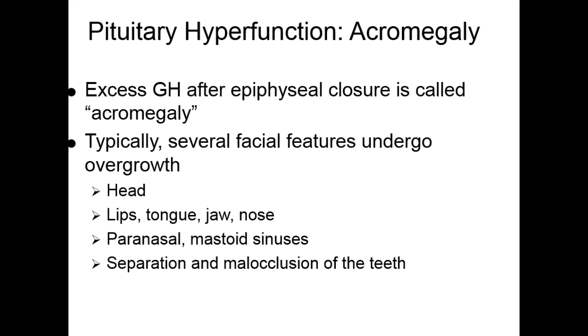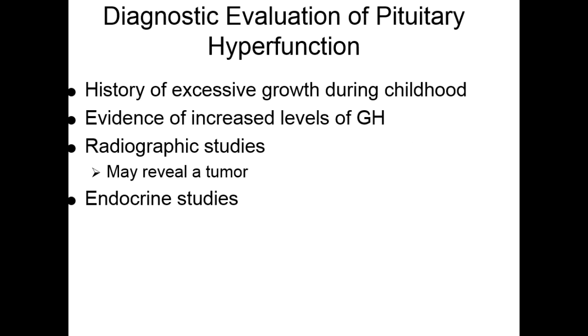Listed here on the slide, you see that several facial features undergo overgrowth. If you Google acromegaly, you'll see this: a huge head, huge lips, tongue, jaw, nose. They look kind of freakish in a way, something we're not used to seeing. It used to be very much related to circus people because they were so out of the norm, very large people.